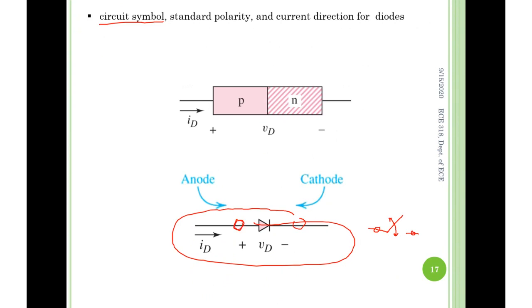This terminal, which is the bottom side of the triangle here, is called anode. The other terminal, which has a bar here, is called cathode. The point is, what does it mean by forward bias voltage? Forward bias voltage means the positive polarity is applied onto the anode. Negative polarity on cathode. This is forward bias. What does it mean by reverse bias? Of course, flip the polarity. You gotta remember this. So how you see this forward or reverse device is up to whether your positive polarity is on anode or cathode. It is very simple, very easy.